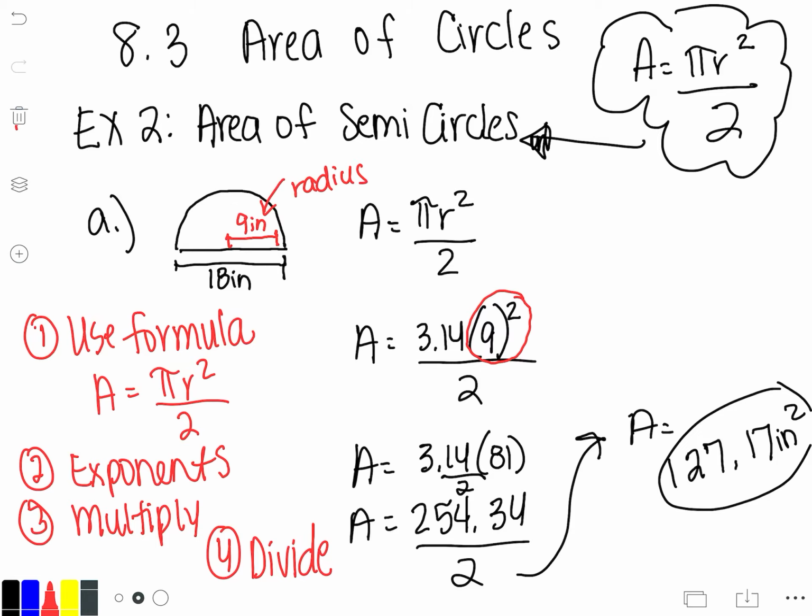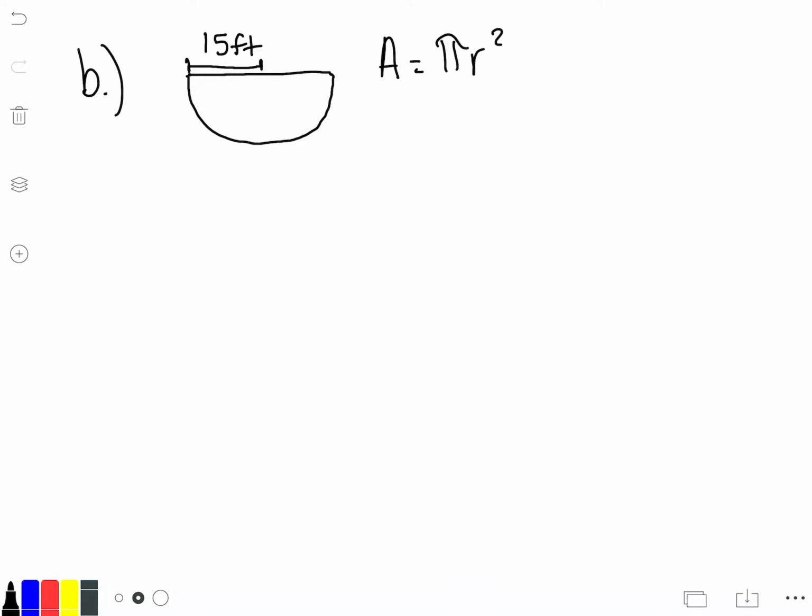Okay. Clear? This would be example B. And this time I'm going to make your semicircle upside down. Or maybe this is the right way. I don't know. And this time I'll give you the radius. So we've got 15 feet for the radius. Here's your formula. A equals pi r squared divided by 2. Remember, we're dividing by 2 because this is a semicircle.